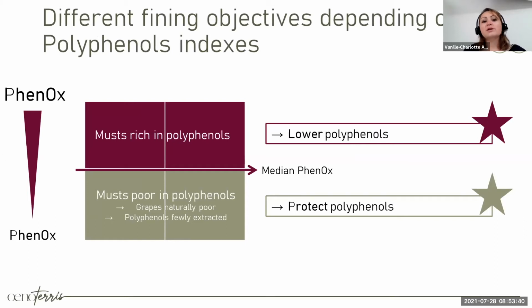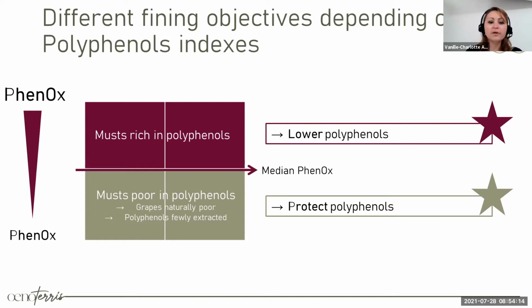What is really interesting is that since we've been able to determine the 4 different categories, we're also able to differentiate the fining objectives depending on those polyphenol indexes. If we're talking about P plus musts, so Phenox higher than the median, these musts are rich in polyphenols. So one of the objectives of fining could be lowering the polyphenols.